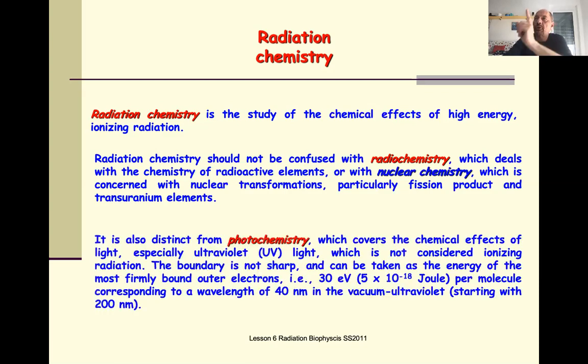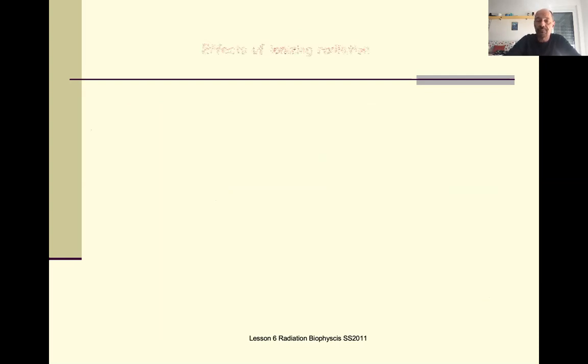Also, we have to make a distinction with what we call photochemistry. Photochemistry is also a big topic if you work on the ultraviolet light, on the UV. The boundary is not so sharp, because the energy, this 30 electron volt, let's say, is the energy of the most bound electrons, and this corresponds to a wavelength of about 40 nanometer in the vacuum ultraviolet. So if we go to shorter wavelengths, you enter in the ionizing radiation region.